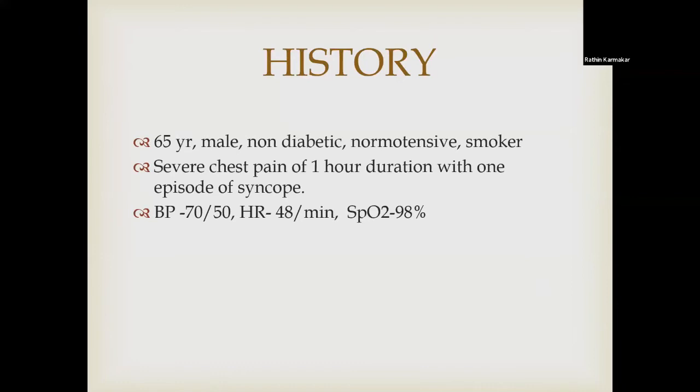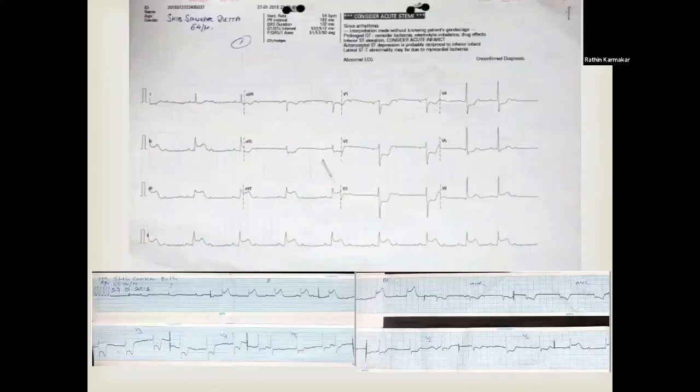This is a 65-year-old gentleman who is a smoker, non-diabetic, non-hypertensive, who presented to the emergency with about 1 hour duration of chest pain, which was severe, with an episode of syncope. On admission, at the time of presentation, he had a blood pressure of 70/50 and heart rate of 48. However, he had normal saturation with normal chest sounds.